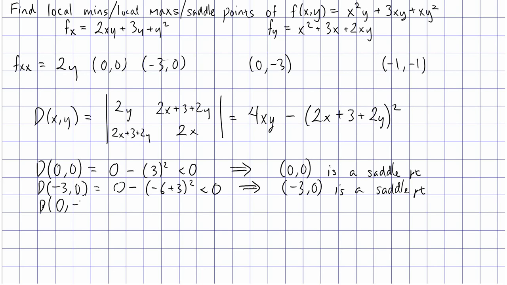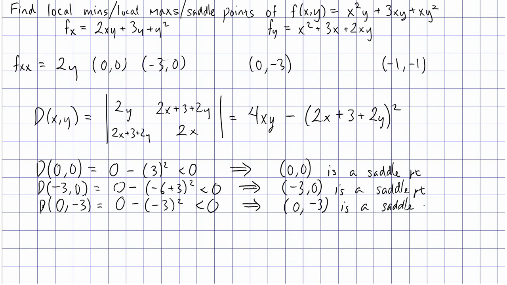And actually, symmetrically, the arithmetic works out the same. D of 0, negative 3 is also going to be 0 minus negative 3 quantity squared. So this number, negative 9, well, that's negative, and being smaller than 0, we're going to conclude that 0, negative 3 is yet a third saddle point.